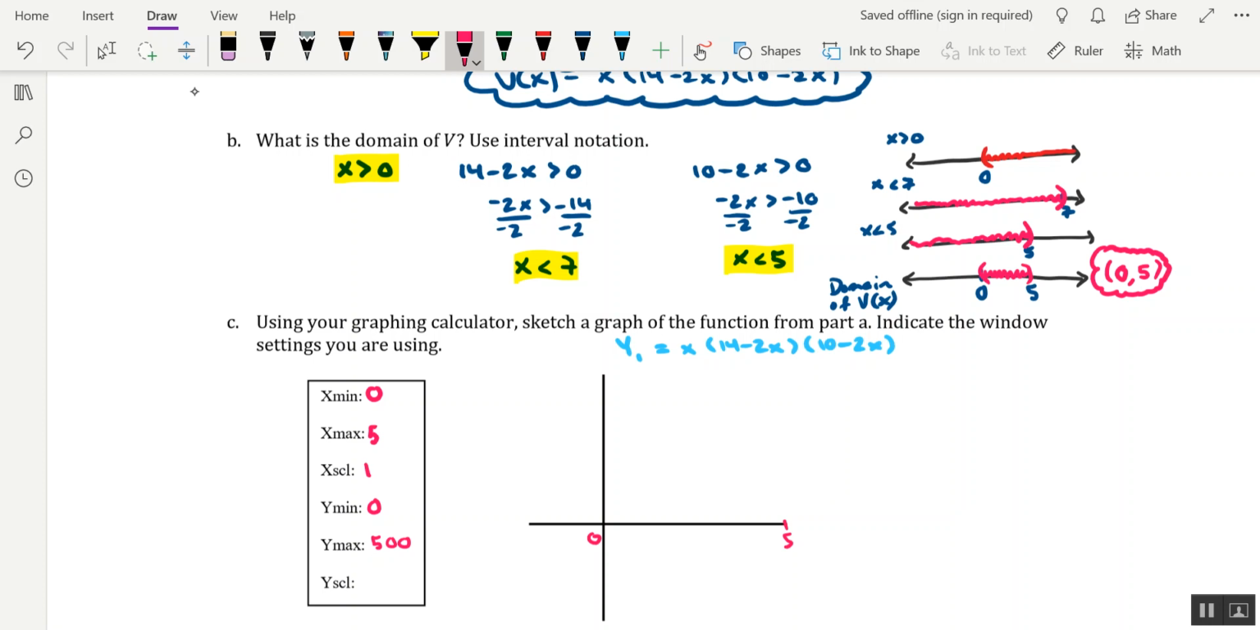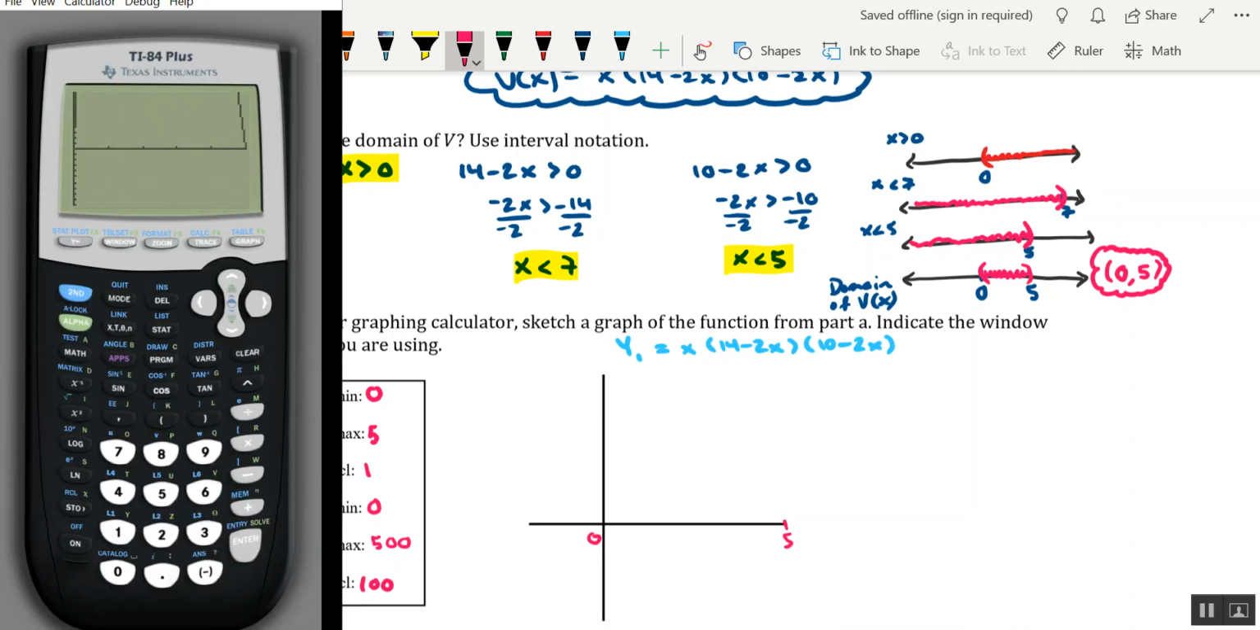As for the y scale, I'm not going to leave that at 1 because that will make the y-axis very thick, and the OCD in me doesn't like a thick y-axis. So what I'm going to do is maybe go by 100s on the y-axis so there aren't a ton of tick marks on it. So let's go back to our graphing calculator. Let's press Window, bounce down to the y stuff. Y min will be 0. Y max will be 500. And we're going by 100s on the y-axis. Let's press graph.